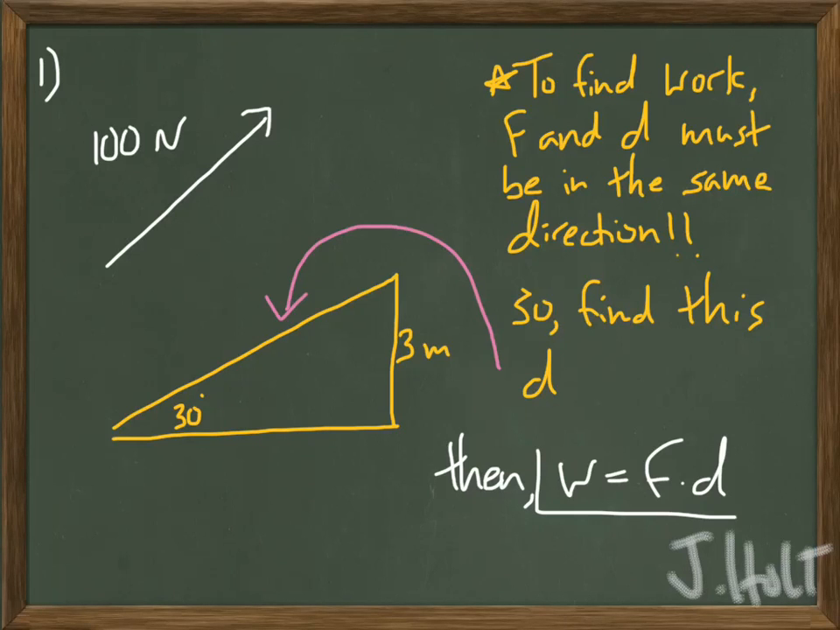So what we can do is we can find the angle component of the distance using our 30-degree angle and using the height being 3 meters. You can use your sine function to find the length of the actual ramp. That length is in the same direction as the force, so then you can multiply force and direction together, or force and displacement rather.